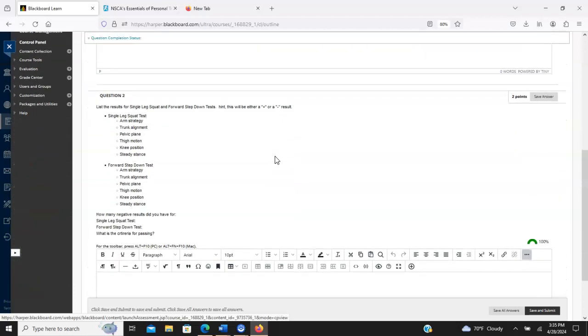When you get into question 2, and we look at the single leg squat and forward step down test, depending on which one you do, it's still going to be the same 6 evaluation points. It's going to be a plus or a minus for each one. So you can literally cut and paste, plus minus, plus minus, plus minus, and then look at how many negatives you had for the single leg squat or the forward step down test. It's going to be either or here. And then, did this meet the criteria for passing as noted in the book on page 242?